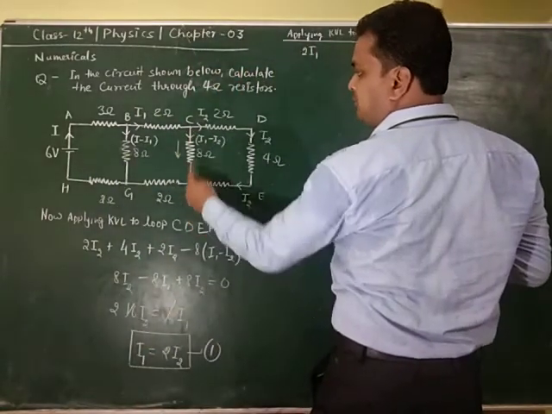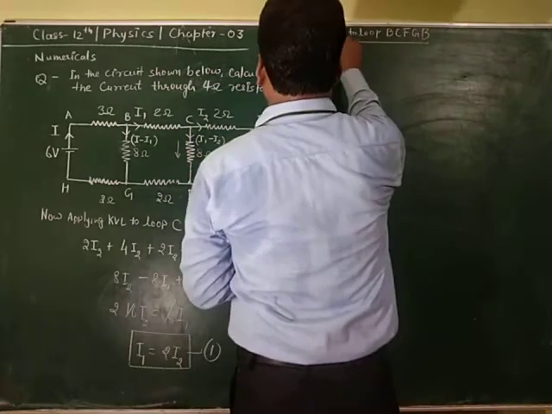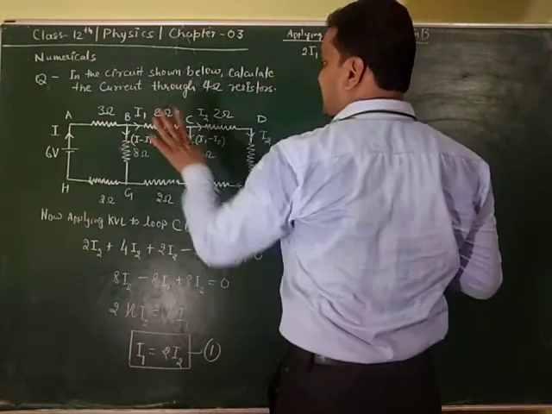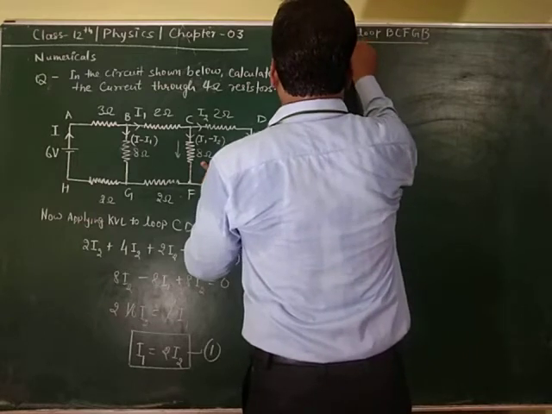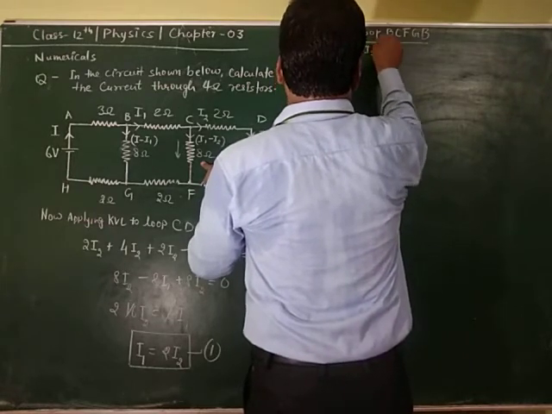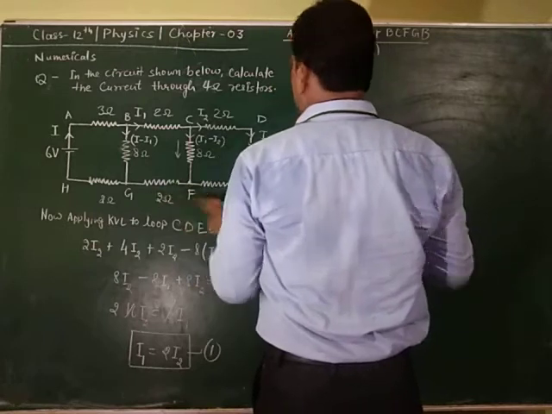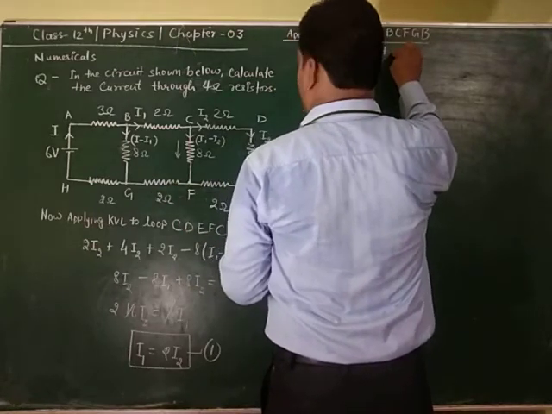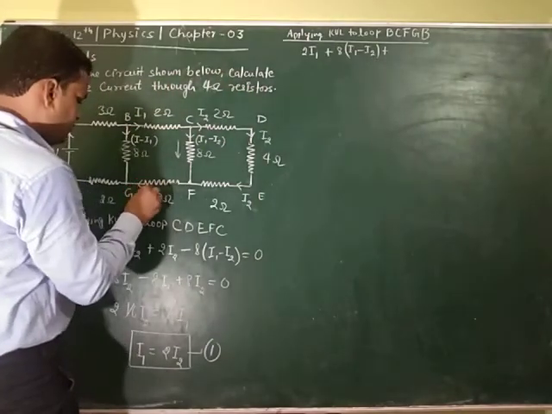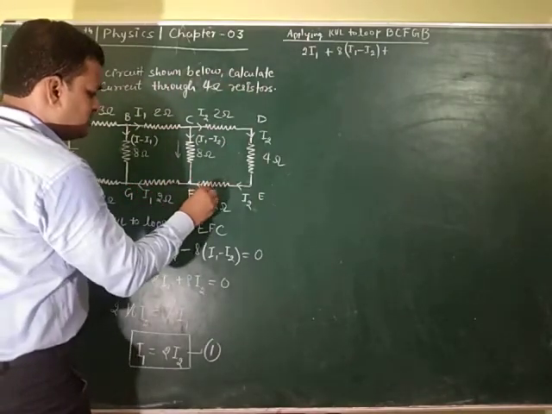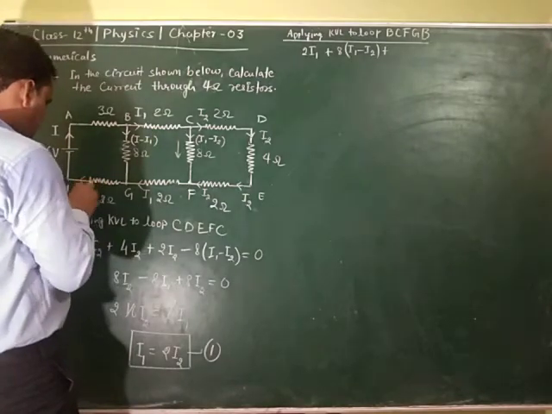C to F means 8 into this, plus, positive, because we are moving in the direction of current. 8 into (I1 minus I2). F to G plus, here the current is I1, I1 is here and I2 was here, and here this is I.